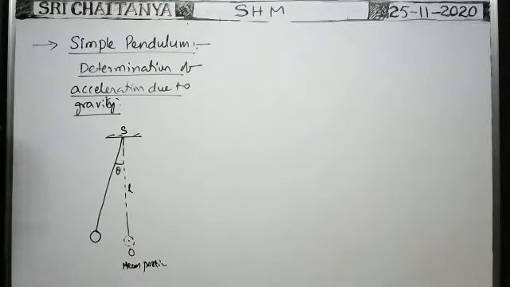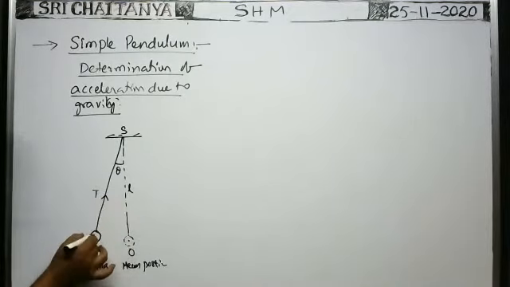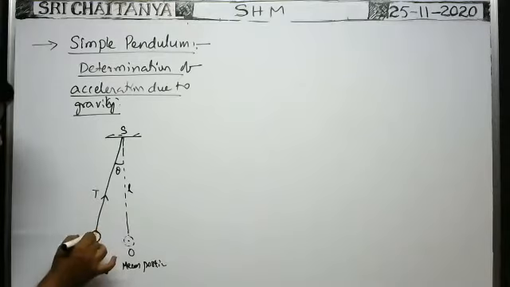Mean position O. So whenever the bob is displaced from this place, what are the forces that act on the bob? Weight mg acts vertically downwards. Tension acts in the string, along the length of the string, away from the bob in this direction. Now you resolve this weight into components. One component is towards the mean position, the other component is along the length of the string.